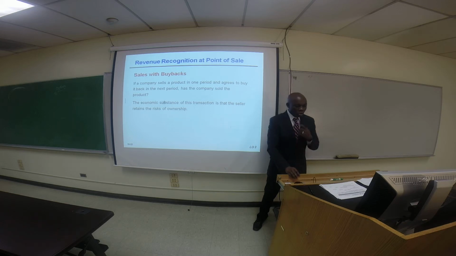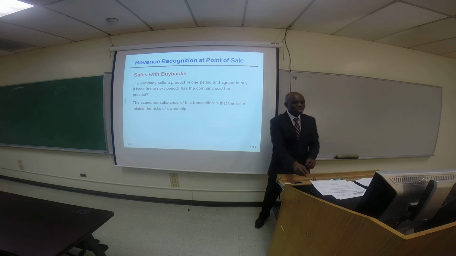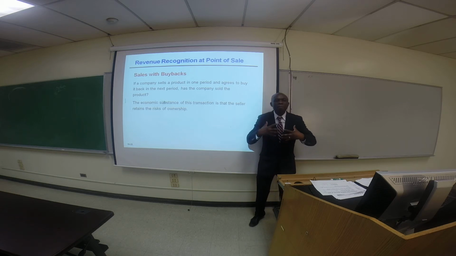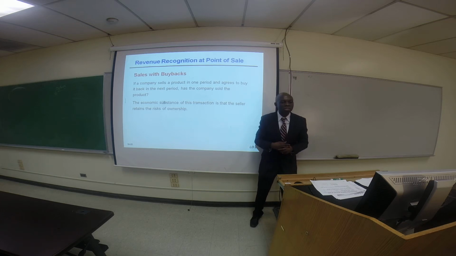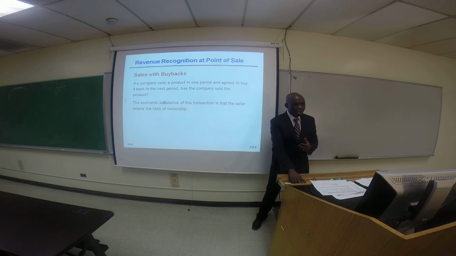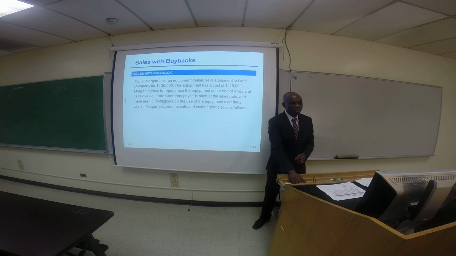So moving along, let's take a look at the third example of point of sale. This time, sales with buyback. What are we talking about here? Here's a situation whereby we, the seller, said to the customer, okay, we are going to buy back whatever you are not able to sell. So in such circumstance, with the seller, we are retaining significant risk of ownership. So let's take a look at the example here.